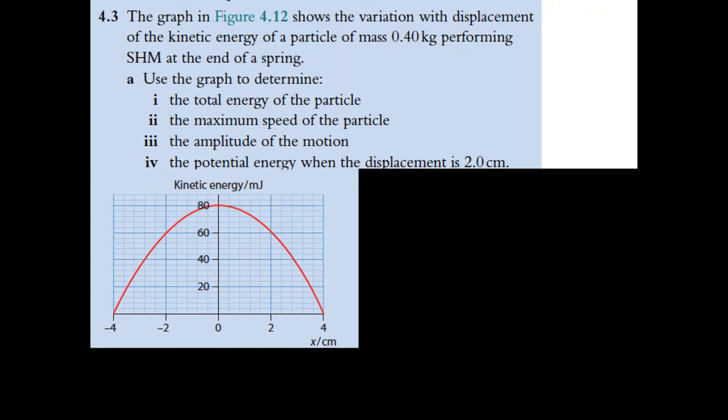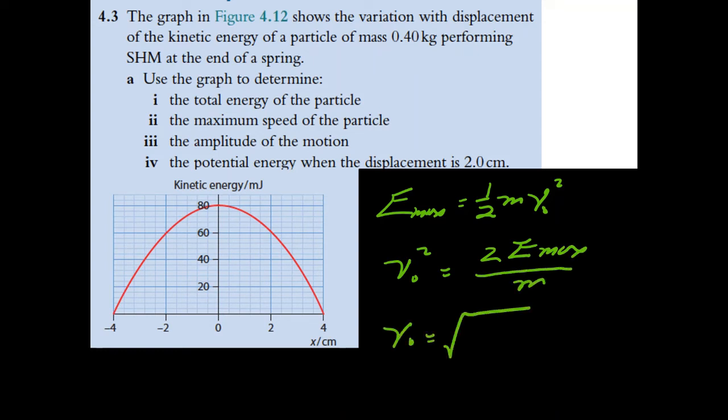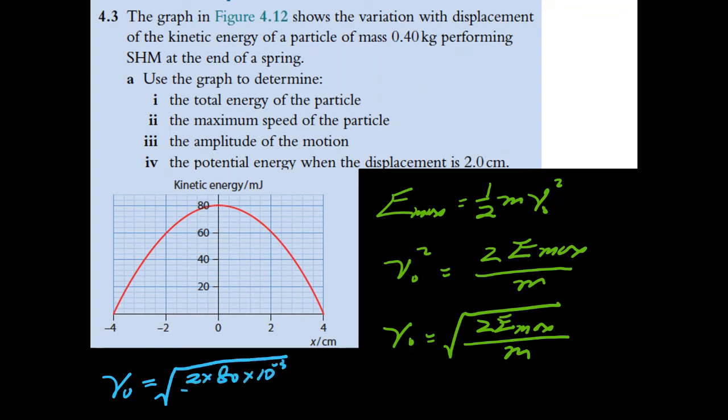II, the maximum speed of the particle. When the kinetic energy is maximum, velocity is maximum. So E max equals 1/2 times the mass times the maximum velocity squared. So maximum velocity squared equals 2 times maximum kinetic energy divided by mass. Taking the square root, maximum speed equals root of 2 times maximum kinetic energy divided by mass. Plug in the values: root of 2 times 80 millijoule converted to joule, 80 times 10 to the minus 3, divided by 0.4. The maximum speed of the particle is 0.63 meter per second.